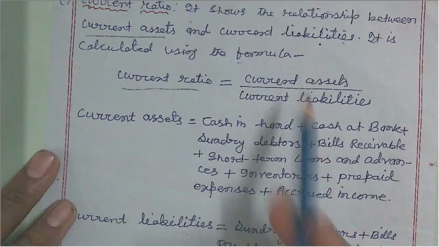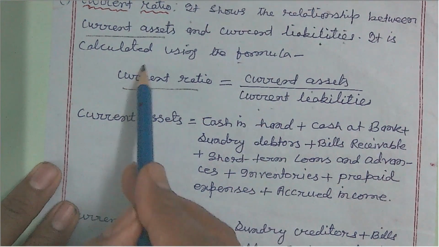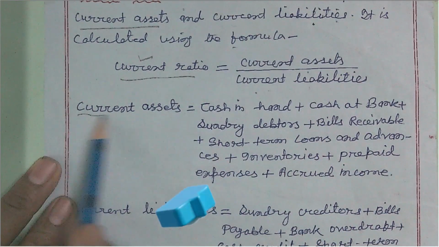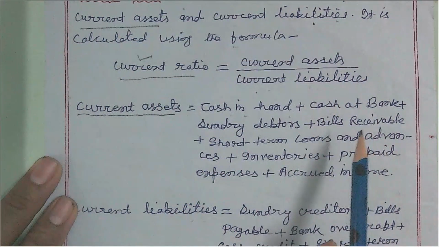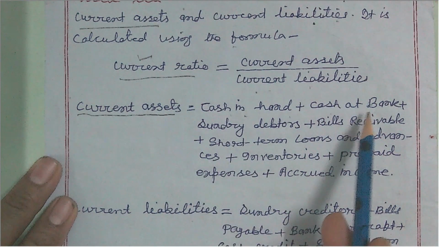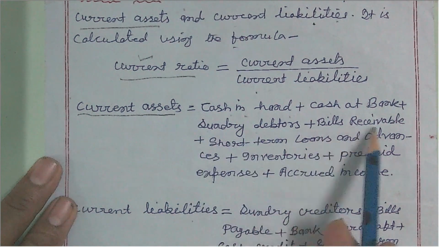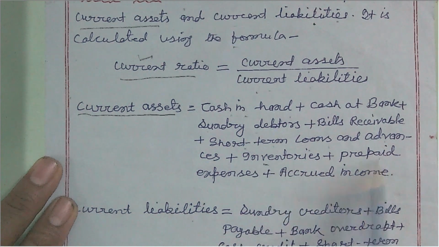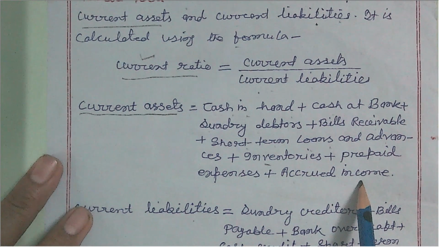The total value of current assets divided by the total value of current liabilities gives the result, which is the current ratio. Normally used current assets are cash in hand and cash at bank, which together are called cash and cash equivalents, sundry debtors, bills receivable, short term loans and advances, inventories, prepaid expenses, and accrued income. These are a few items which come under current assets.